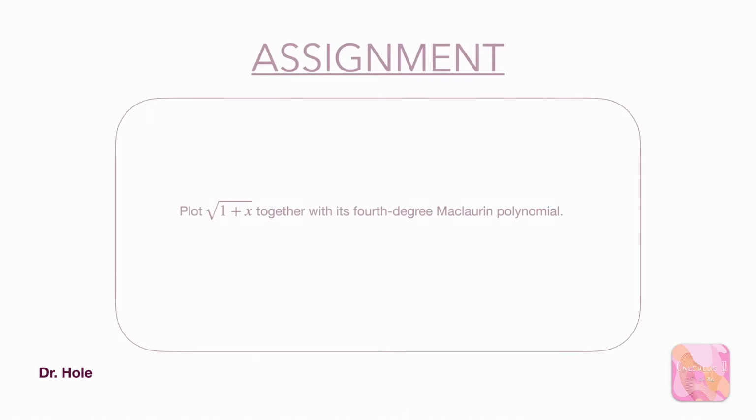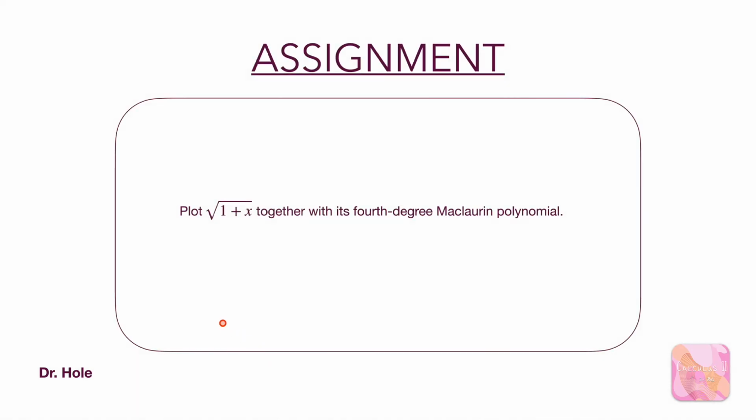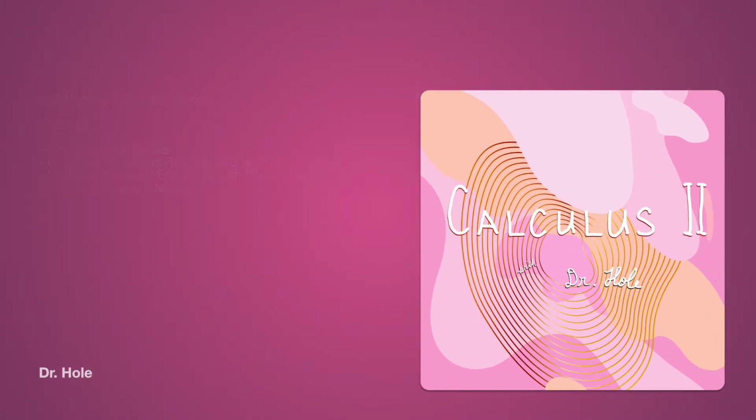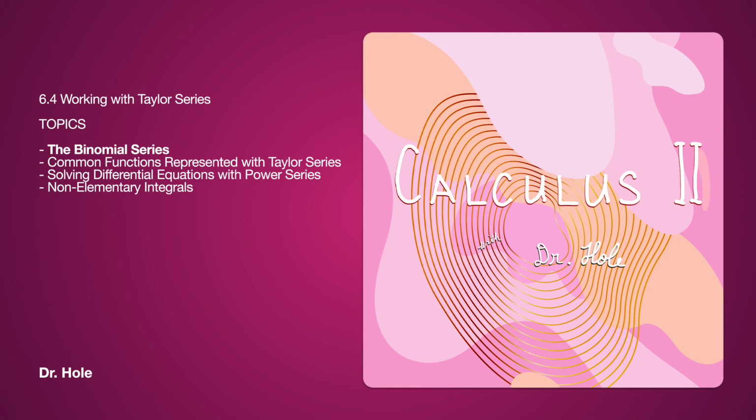You do the same thing, come up with a plot, but look for the function radical 1 over x and plot it versus its fourth degree Maclaurin polynomial. Nice. Well, that is the binomial series.